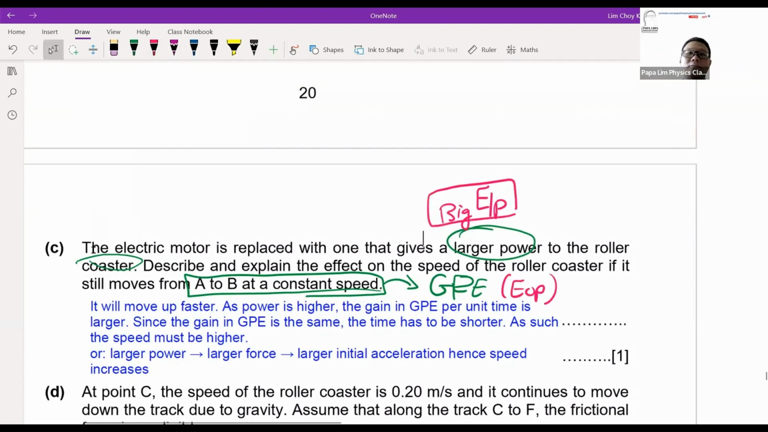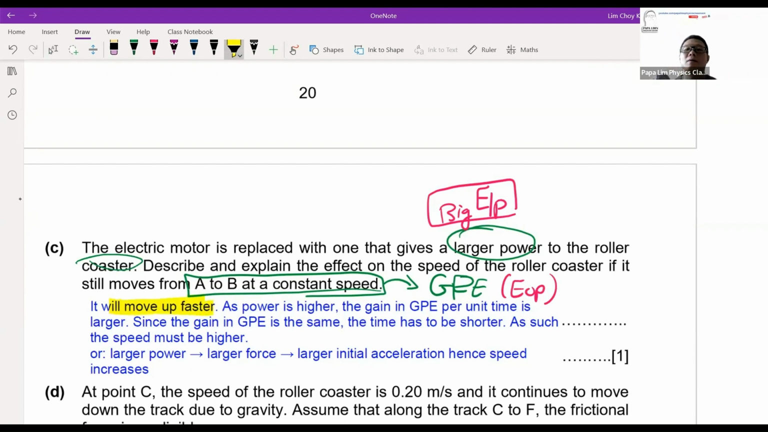But this doesn't mean that it doesn't have any impact. One of the obvious impacts we're looking at: if you have a bigger input, even though I have the same output, the time taken to achieve this is much smaller, because now I have a powerful motor. I can pull the roller coaster up from A to B in a faster time.